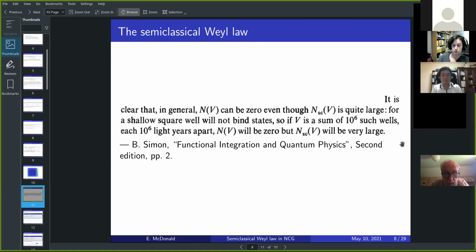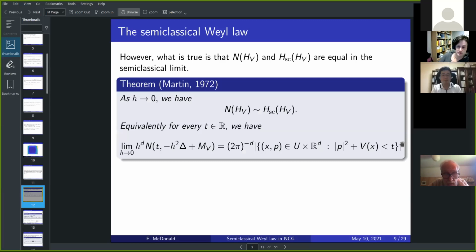What you can hope is that semi-classically, they ought to be the same. And this is the content of the semi-classical Weyl law. Now, I don't know exactly who first proved this. I believe it was Martin in 1972. But as I'll explain a little bit later, there's a couple of different ways of writing this theorem. And it's not entirely clear to me exactly who was the first to write down something that is approximately equivalent to this theorem. So what it says is that in the semi-classical limit, that is, as this parameter h bar goes to zero, the number of bound states of the Hamiltonian is asymptotically equivalent to its semi-classical estimate.